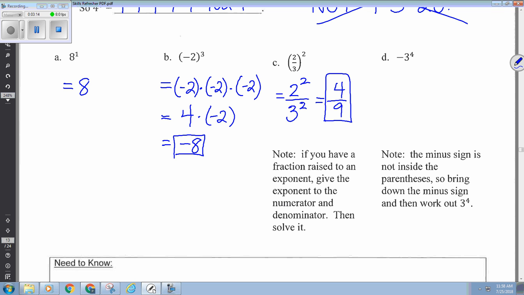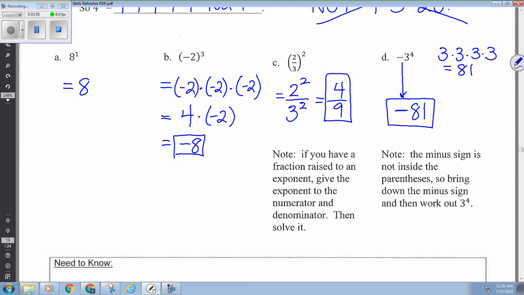Lastly, you have minus 3 to the 4th power. This is a little tricky, so you have to pay attention to how it's set up. Notice that the minus sign is not inside parentheses. That's important. Since it's not inside parentheses, you bring the minus sign straight down, and then work out 3 to the 4th power. 3 to the 4th power is 3 times 3 times 3 times 3, which is 81. So your final answer would be negative 81.